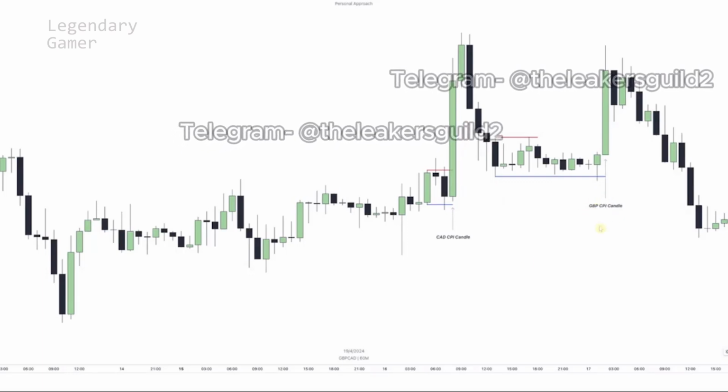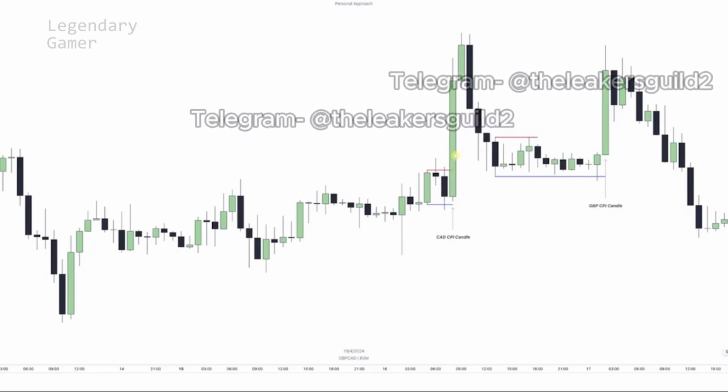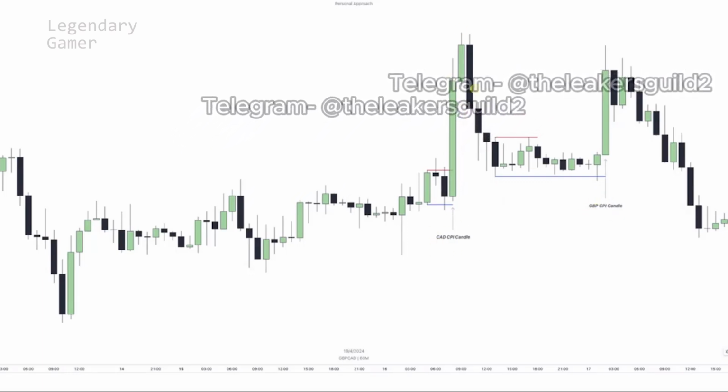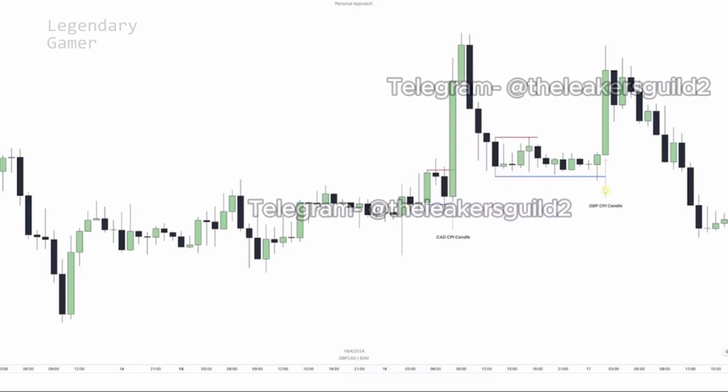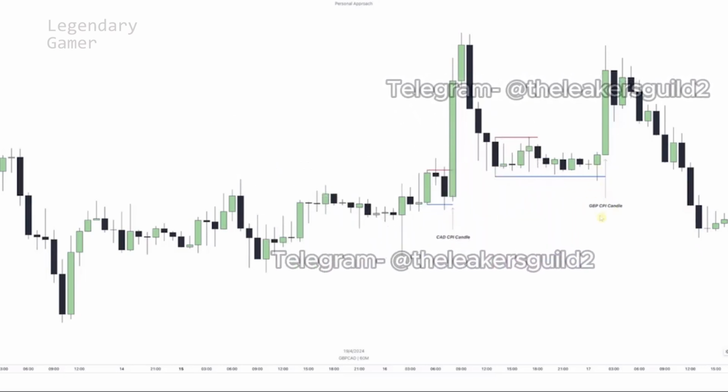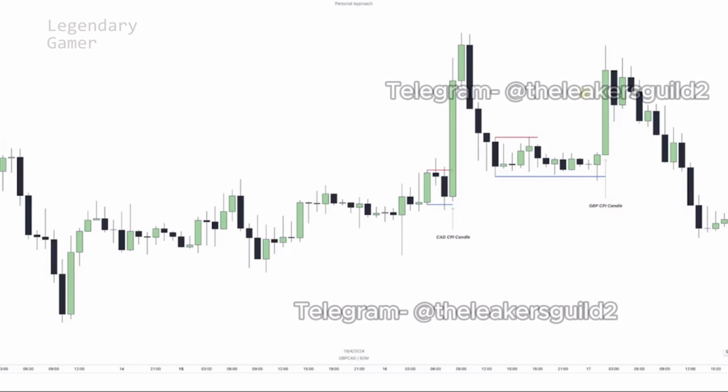This is a pound CPI, so we had CAD CPI first, massive candle, then back into the range here. Notice we're on that order block here as well. GBP CPI candle over here, massive expansion again.